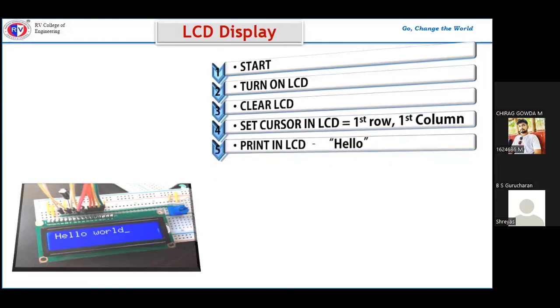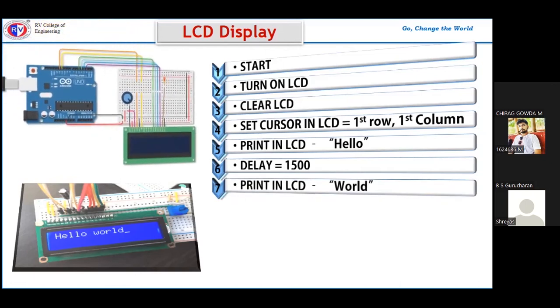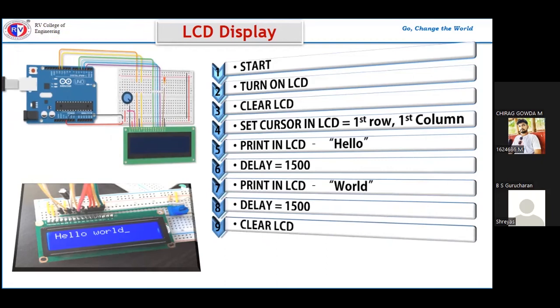Next, print in LCD. This prints in the LCD of first row and first column. Delay. This gives a time delay of 1.5 seconds before performing the next operation. Next is world. This step prints world in the next column. Next, again, delay of 1.5 seconds before executing the next code. Clear LCD. This again clears the LCD. And again, this is a loop, so it again starts from the beginning.